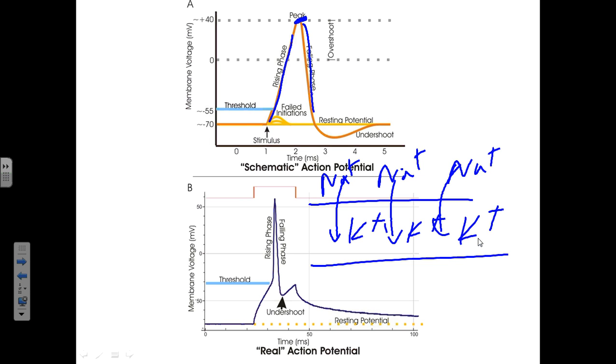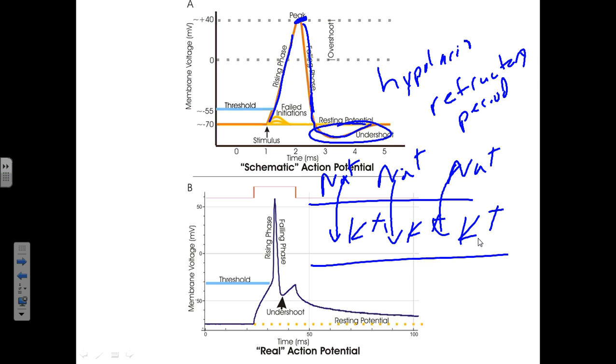And as it rushes out, the voltage drops. Sometimes it drops below the negative 70. We said this period when it's below the negative 70 is called what? It's called the refractory period. Or he called it something a little bit different in that video. Anybody pick up what he called it in the video? He called it hyperpolarization.